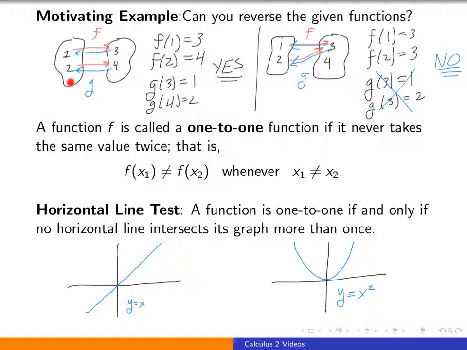So if you look at our first example, when the inputs are different, 1 is not equal to 2, those associated outputs are different. For the second example, 1 and 2 are different, so 1 is not equal to 2, but their outputs are the same. So the problem with this second example is it is not one-to-one.